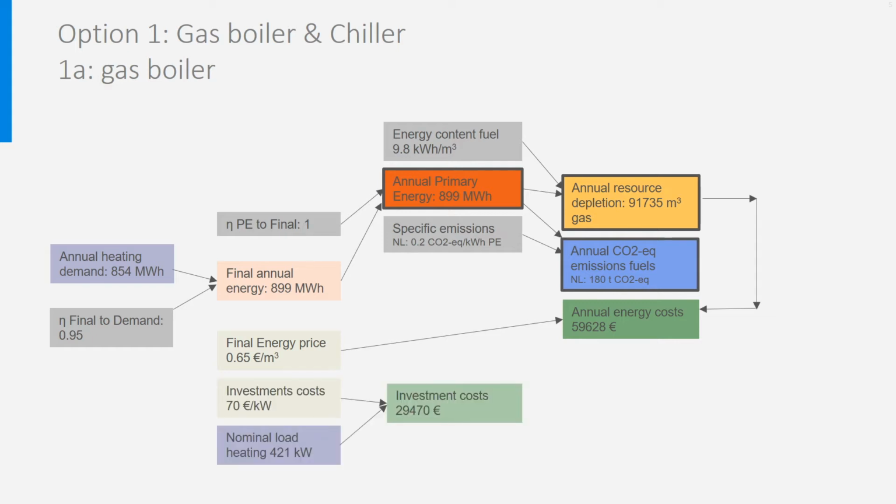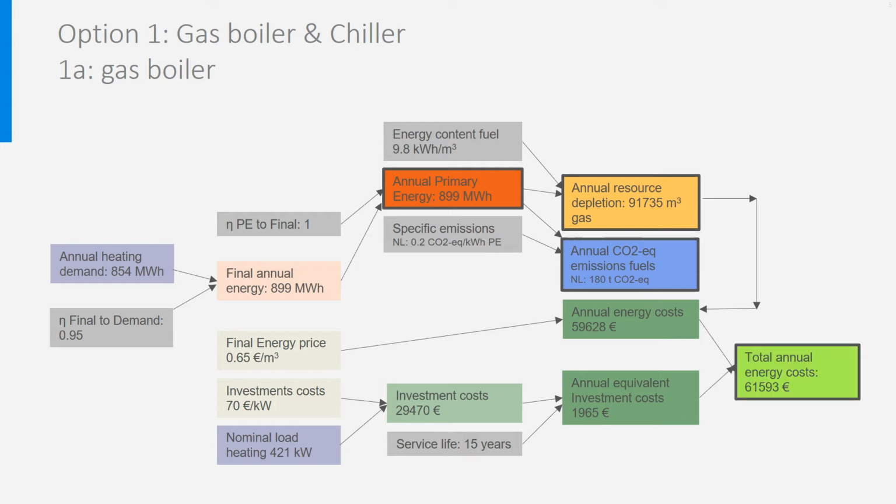We saw that the nominal load is 421 kilowatt. The investment costs of a gas boiler were set to be €70 per kilowatt, which brings us to a total of €29,470. Finally, the service life of the boiler is 15 years, so the annual equivalent investment costs are 29,470 divided by 15, which of course is €1,965, by which the total energy costs amount to €61,593.